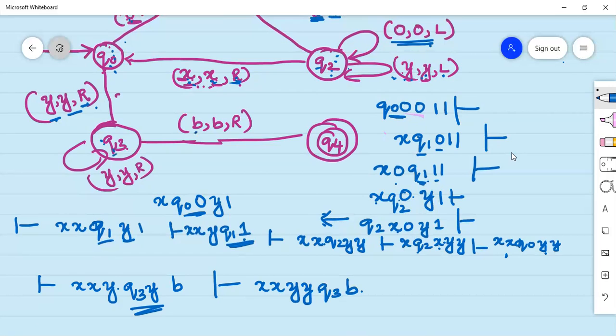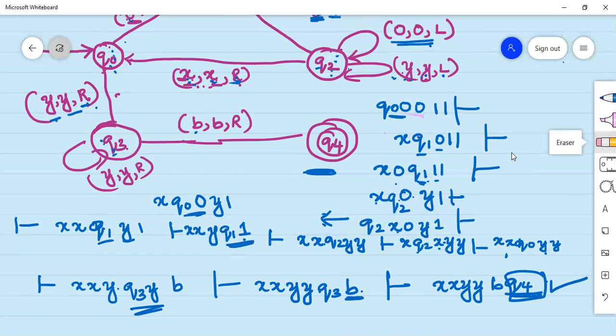And if I get a Q3 and blank, right? Then what I'm going to do, go to the acceptance state. So blank I'm not going to change. I just go to Q4. So once I go to Q4, from Q4 no transitions. This has to be accepted because it's equal number of zeros and equal number of ones. Okay. Now let us see for unequal number of zeros and ones what happens.